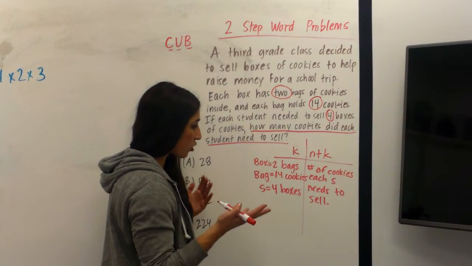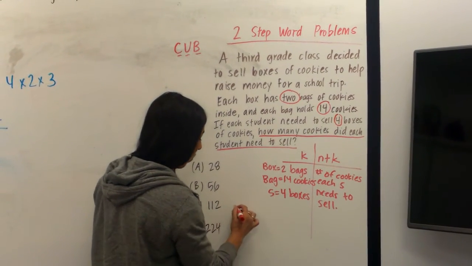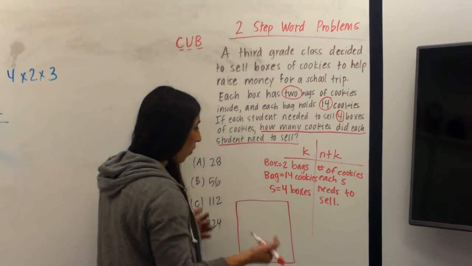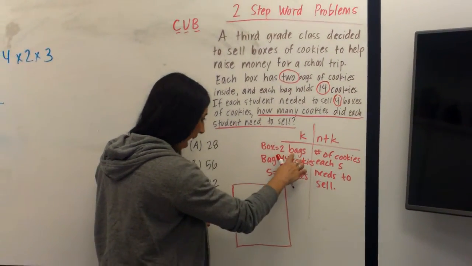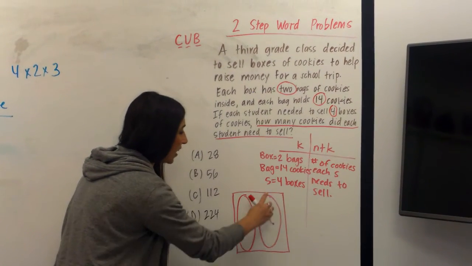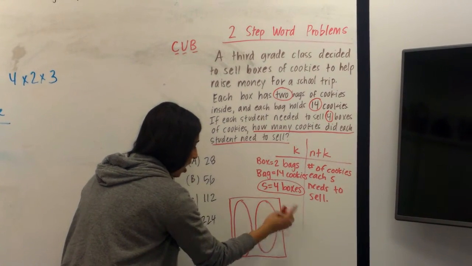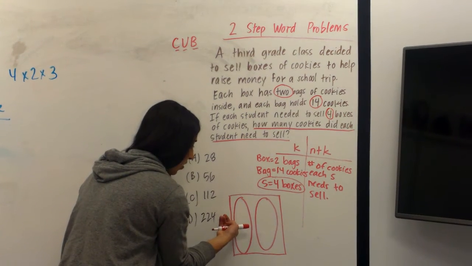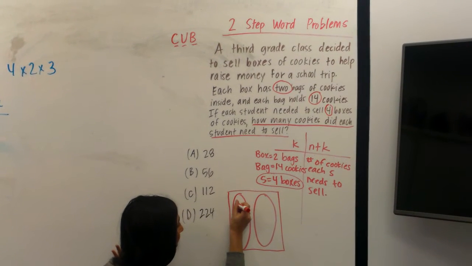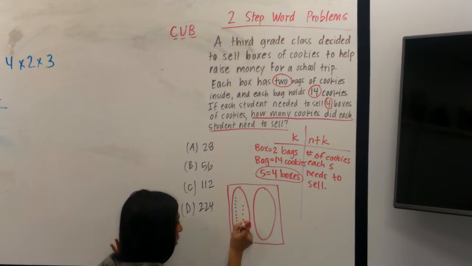For this problem, since there are so many details, the most common strategy we would see is a scholar drawing 1 box of cookies. They know from the information given in the story that 1 box of cookies has 2 bags. I'll draw the 2 bags here. They know from the story that each student needs to sell 4 boxes. They're going to need this piece of information in a bit, but right now they might just draw 1 box. Okay, 2 bags, this is 1 box, 14 cookies in each bag. I'll draw them here. 1, 2, 3, 4, 5, 6, 7, 8, 9, 10, 14.